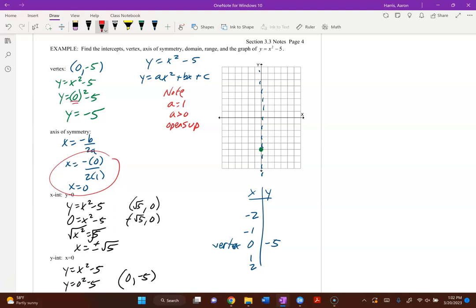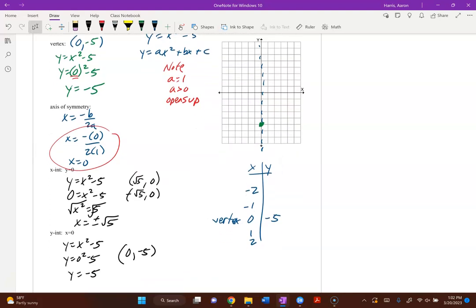So 0, negative 5, and I've got that point there in green, right? That's where the vertex is, which lies on the axis of symmetry. When I find the x-intercepts, it ends up being plus or minus root 5. Well, square root of 5 is about what as a decimal? Like square root of 4 is 2, right? Square root of 9 is 3. So it's like 2 point something, 2 and a little bit. So like right here and right here. Does that make sense? But I don't have a nice integer coordinate.